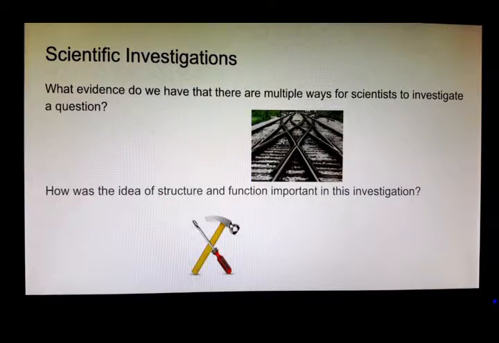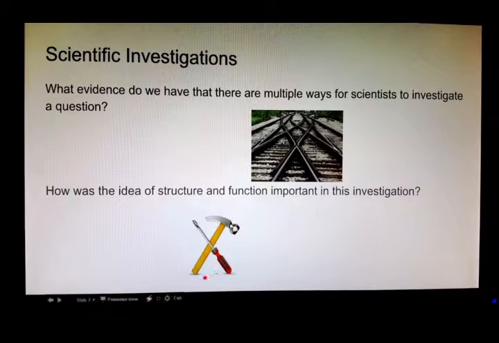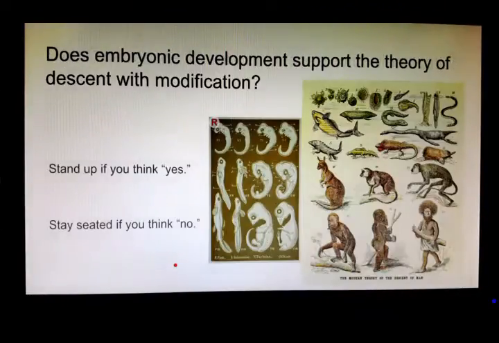So according to the theory of descent with modification, and if we all had a common ancestor, that means we would all come from the sea way, way, way back. I'm talking way back, like not just millions of years, but billions of years. How does that structure and function of the embryos come up in this investigation? So again, I want you guys to be thinking about this and not just use my answer. Alrighty. That is the brief summary of the embryo investigation and the ways you guys did science.